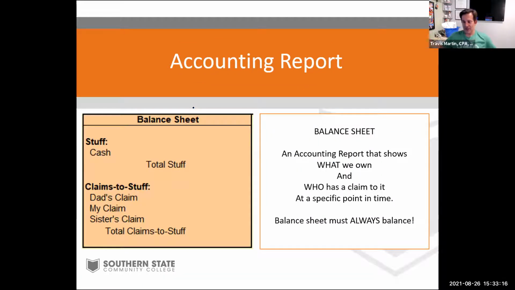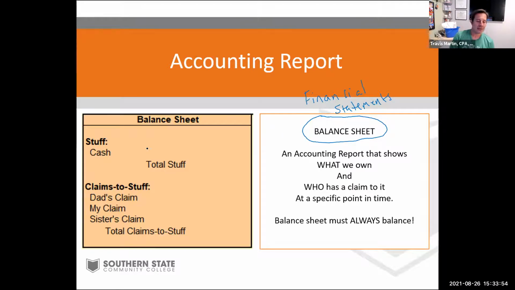So we're going to make a little transition here and start using some accounting terminology. Earlier, we did a report called Stuff and Claims to Stuff. In the real world, that report's called a balance sheet. This is one of the financial statements that a business produces. The balance sheet is basically an accounting report that shows us what we own and who has a claim to it. It shows us stuff and claims to stuff at a specific point in time. And just like the report I showed you before, it always has to be in balance.